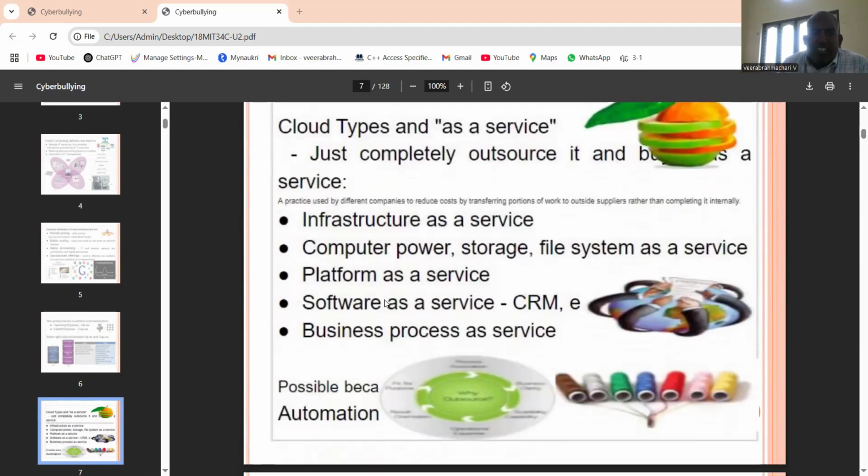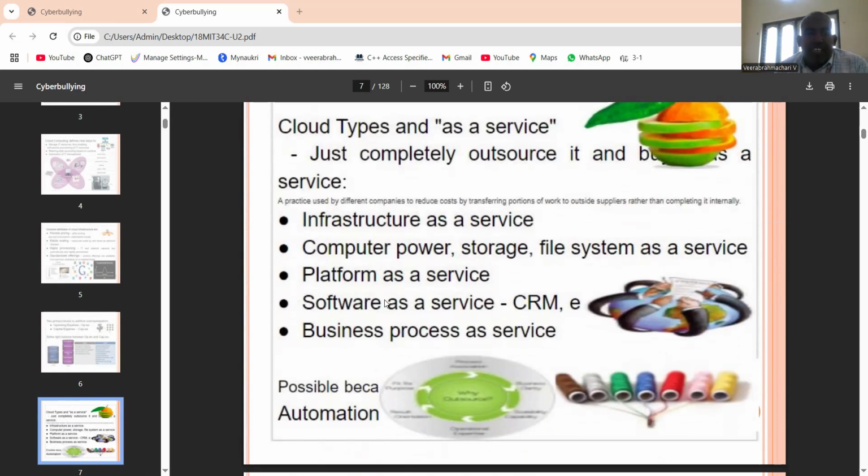And what are the cloud types? Cloud types may be used as a service, just to complete the outsourcing. There are three types of cloud services. First one is cloud types and their services.